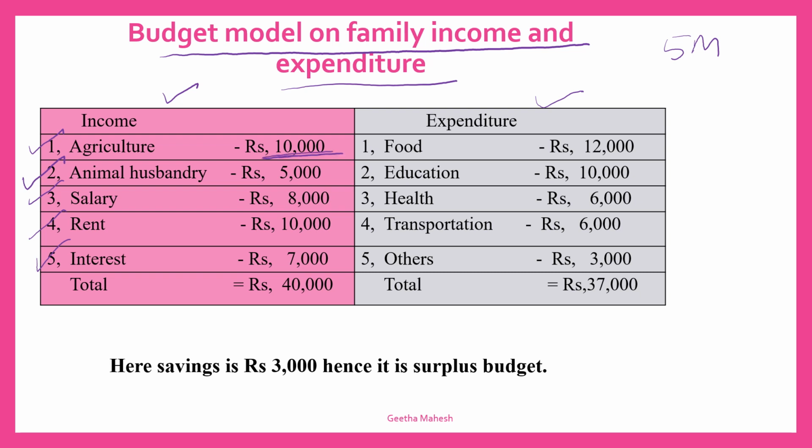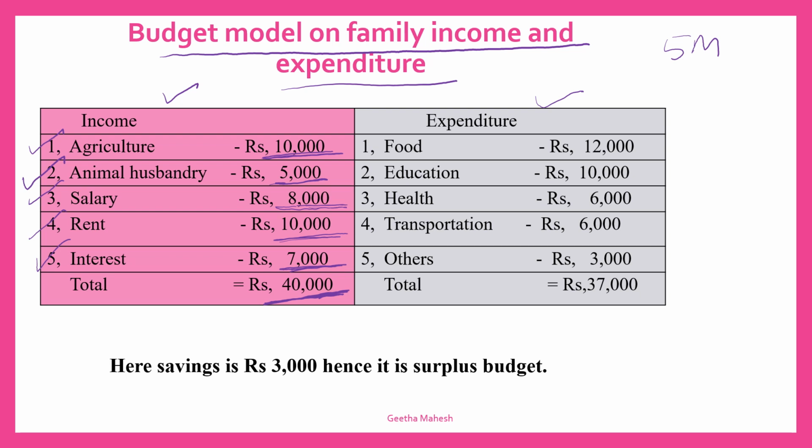From agriculture I will get 10,000 rupees, from animal husbandry 5,000 rupees, salary 8,000, rent 10,000, and interest 7,000. If I add up all these, my total family income will reach 40,000.